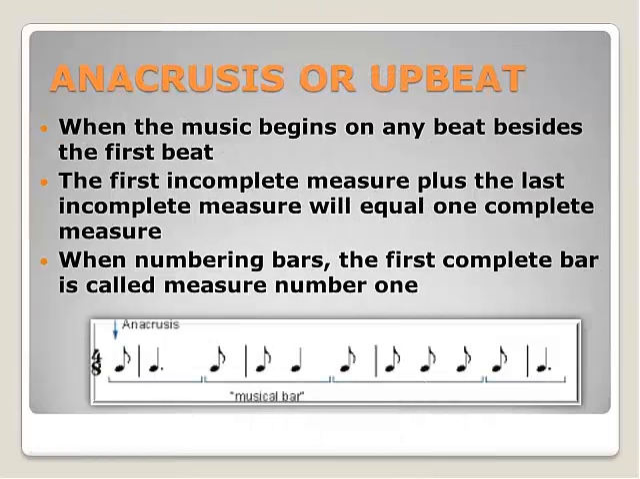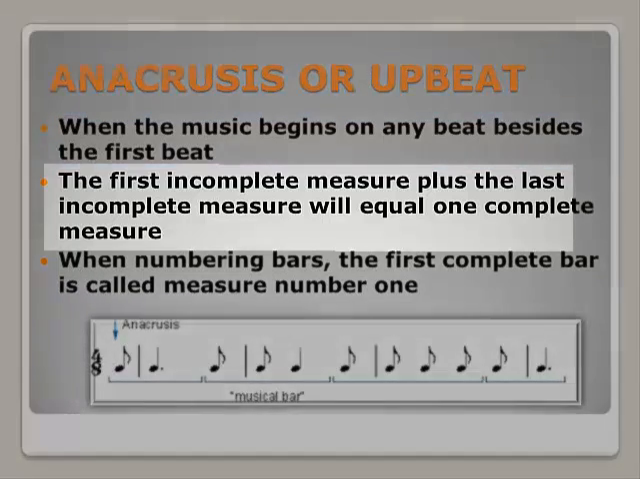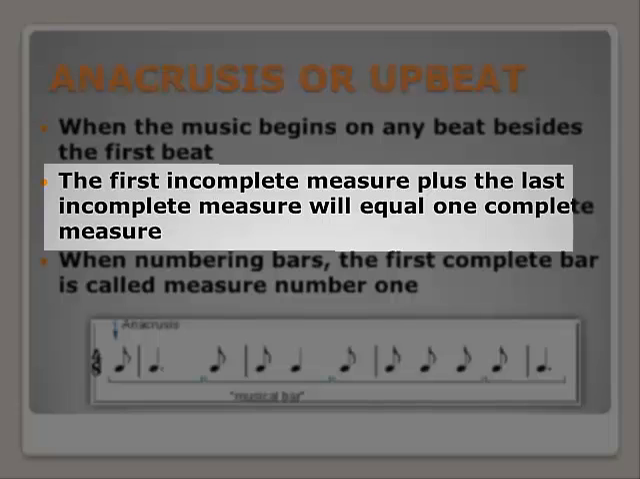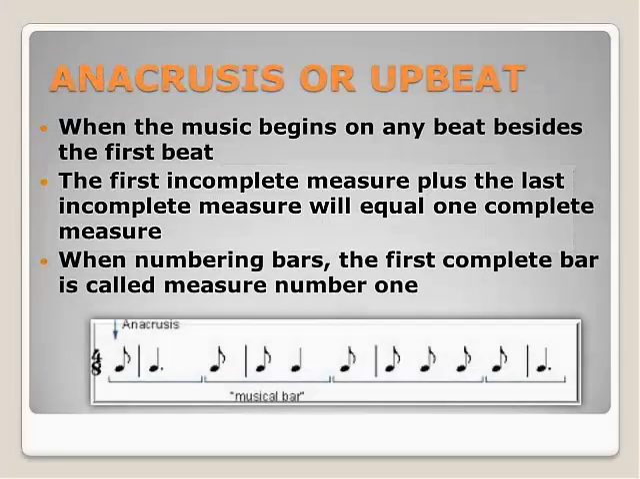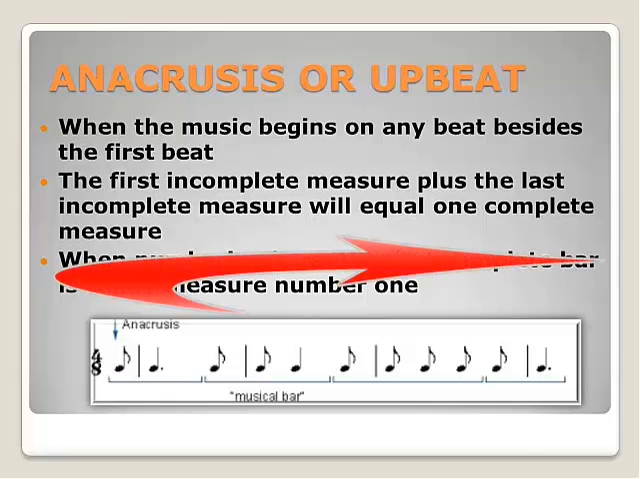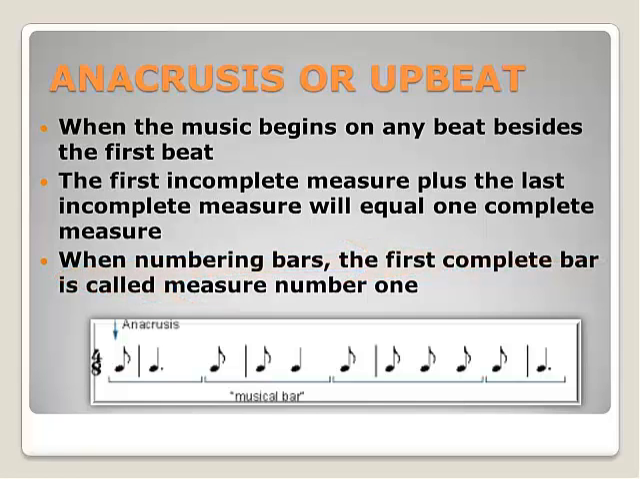Anacrusis is when the music begins on any beat besides the first beat of the measure. That means the first measure that you play is incomplete. When you take that first incomplete measure and add it to the last measure, it should equal 1 measure. If you're required to count the number of bars or measures in a musical example, the first complete bar of music will be considered bar number 1. That means the anacrusis, or the upbeat, is not bar 1.